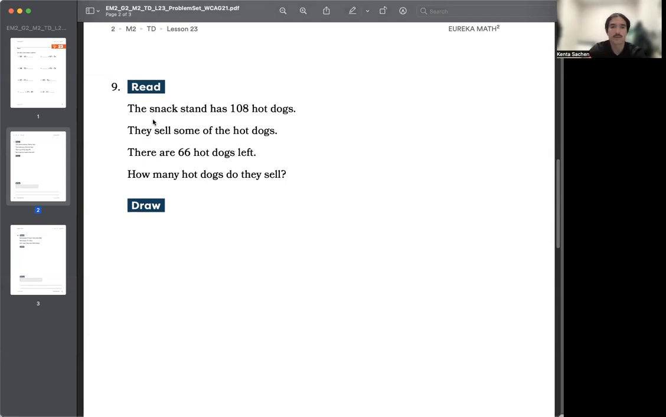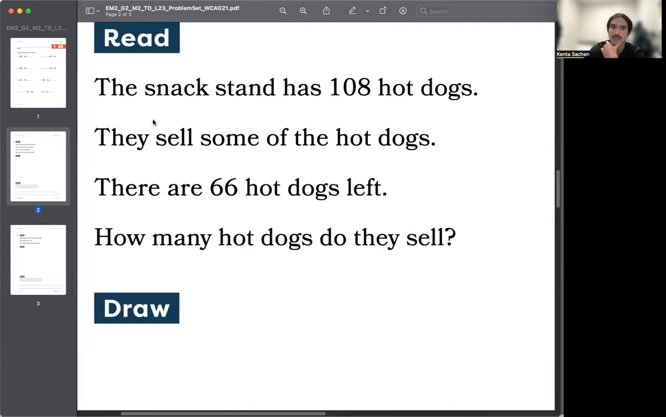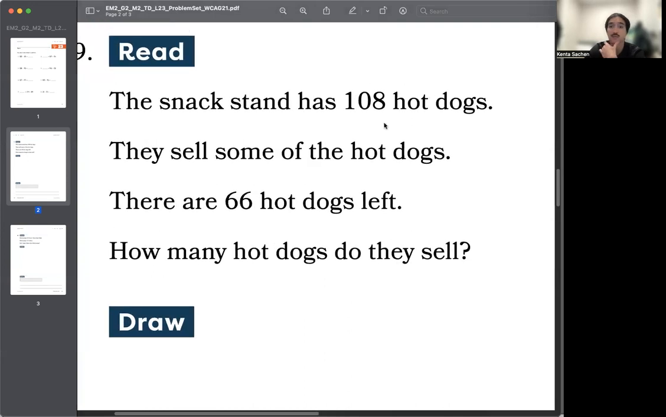Okay. So let's read. It says the snack stand has 108 hot dogs. They sell some of the hot dogs. There are 66 hot dogs left. How many hot dogs do they sell?